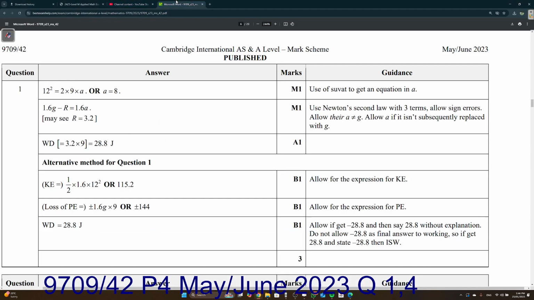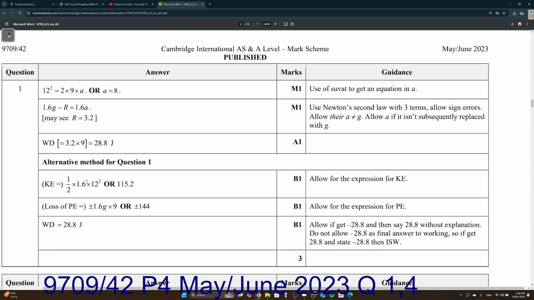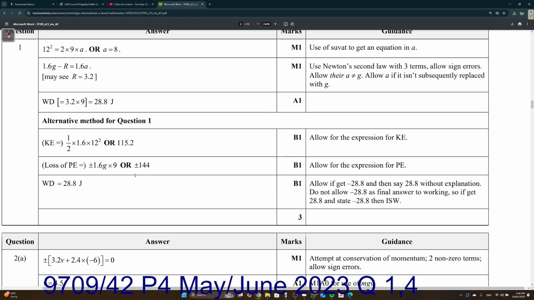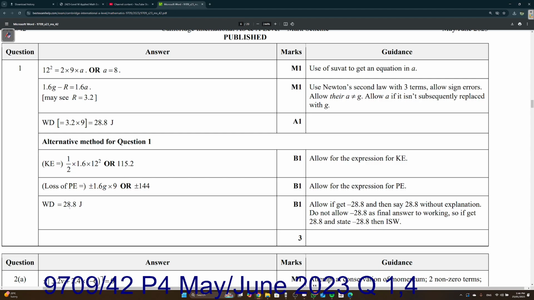Let me show you the marking guidelines. So we used this method. We found kinetic energy and potential energy. We found the loss, and we found that the work done is 28.8 joules. That's 3 marks, easy. But they said allow if you get negative 28.8 and then use your final as 28.8.